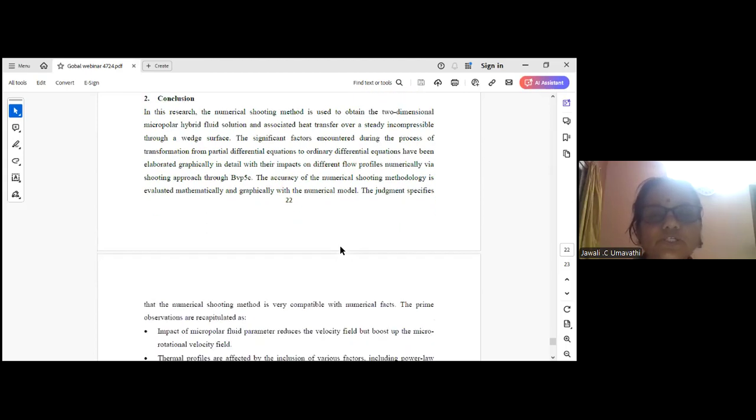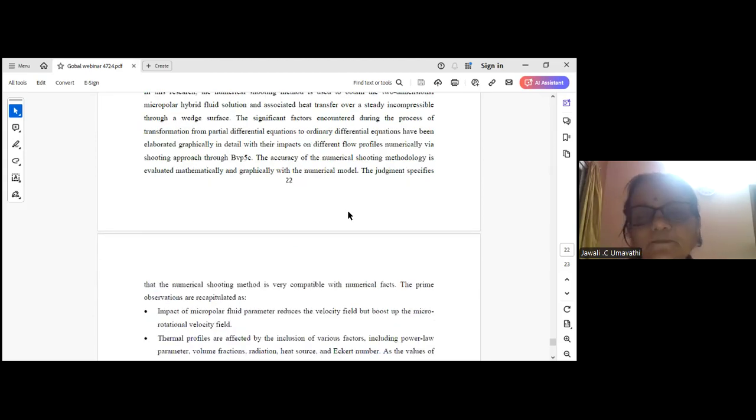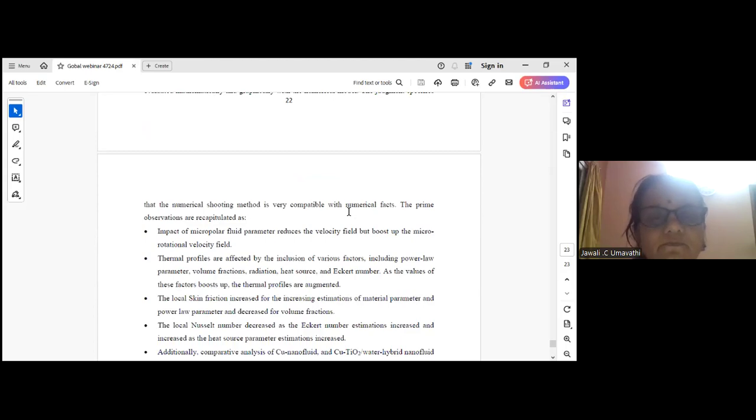Just conclusions. In this research, the numerical shooting method is used to obtain the two-dimensional micropolar hybrid fluid solution and associated heat transfer over a steady incompressible flow through a wet surface. And BVP5C is being used. As I told, the code is validated. There's no second thought whether my solutions are correct or not, so I can validate and justify my results.